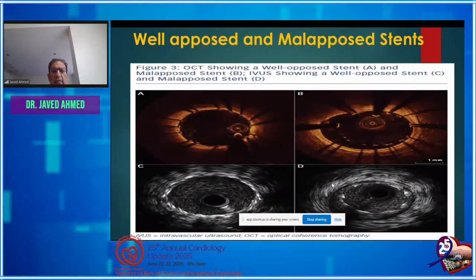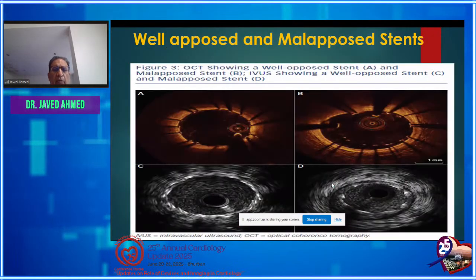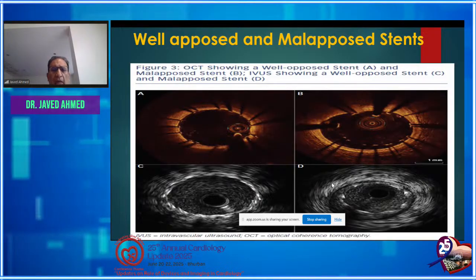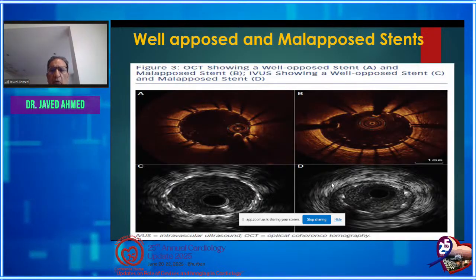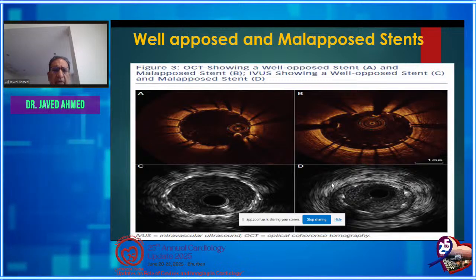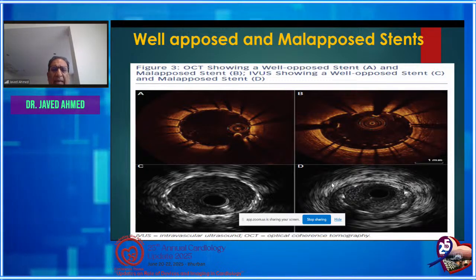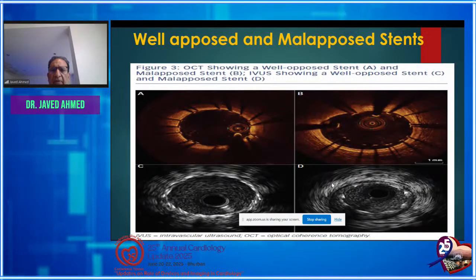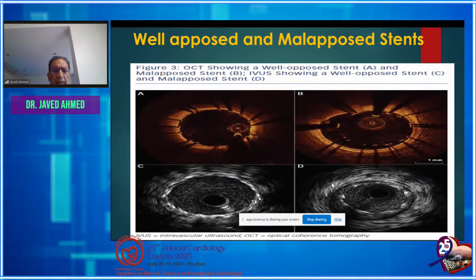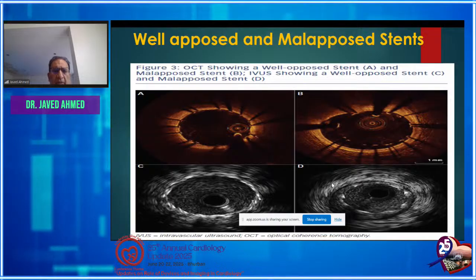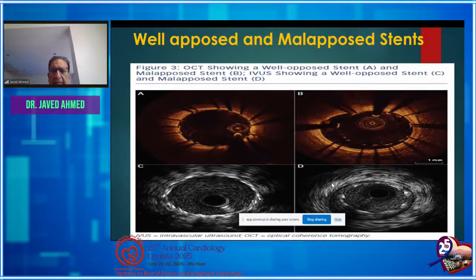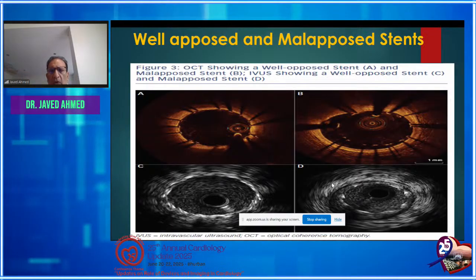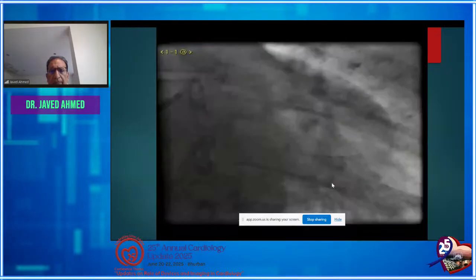And this is just a comparative example of under expanded stent on OCT. The fully expanded stent is in panel A, and under expanded stent in panel B, and then fully expanded stent on IVUS in panel C, and under expanded stent on IVUS is panel D.